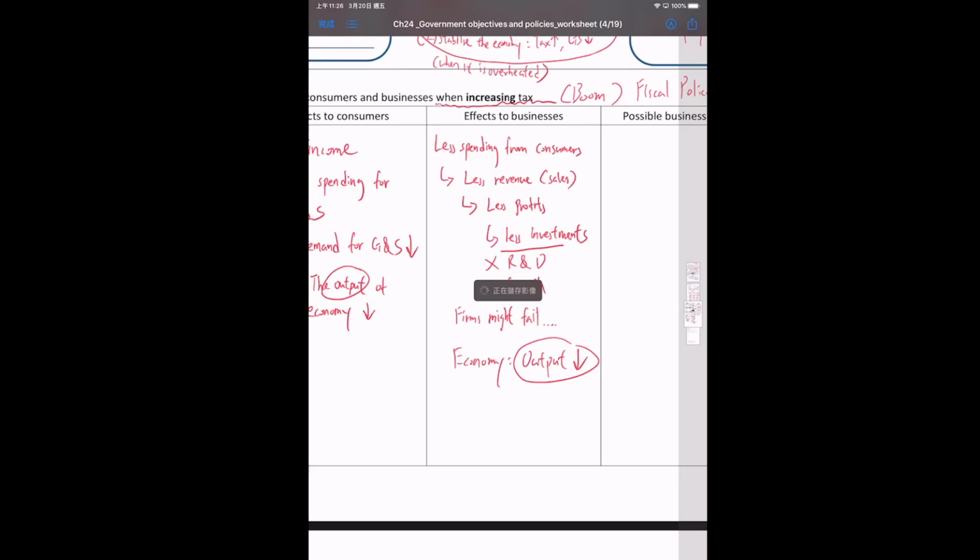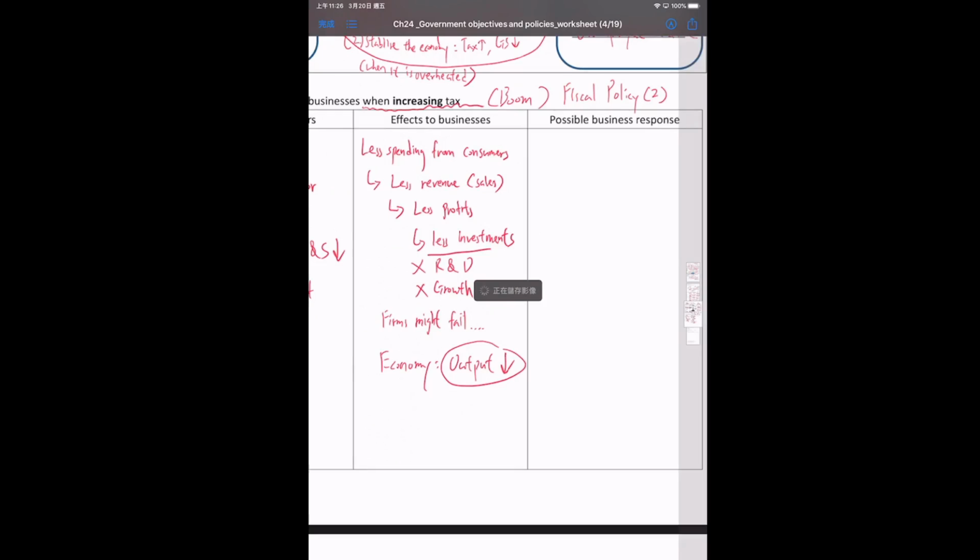There will be less earning from the consumer, from the businesses. Okay, so that's how you should see it. Okay, in this case, right? Okay, so government response. So we are talking about what we should do.